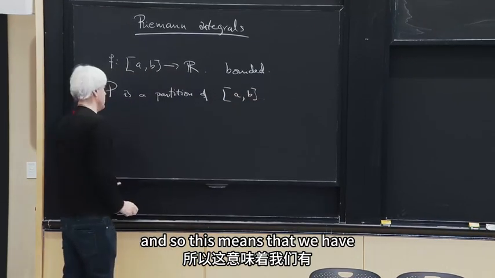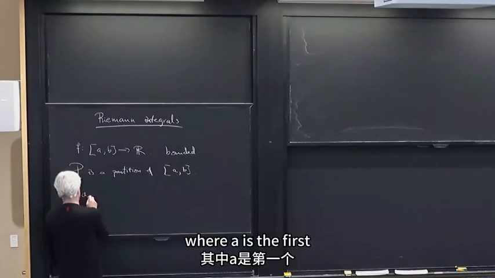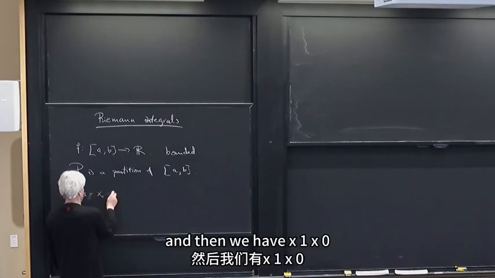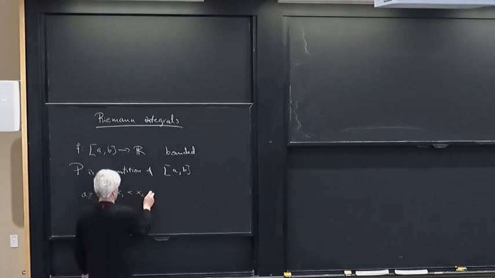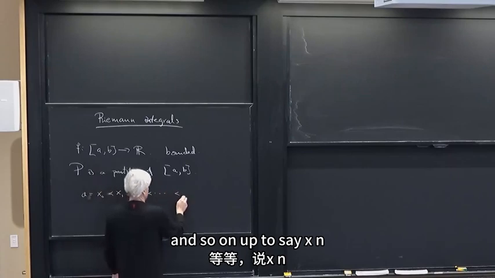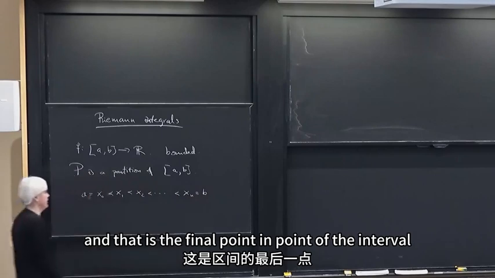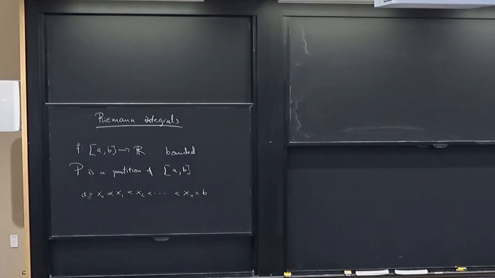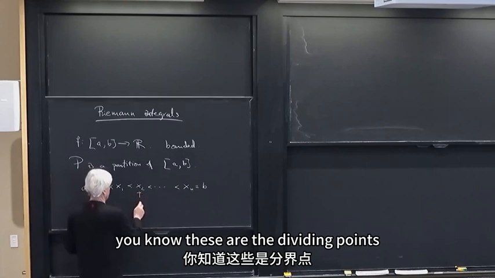This means that we have a number of dividing points, where a is the first, x0, that is a, then x1, x2, and so on, up to, say, xn, and that is the final endpoint of the interval. So this here is a partition. These are the dividing points.